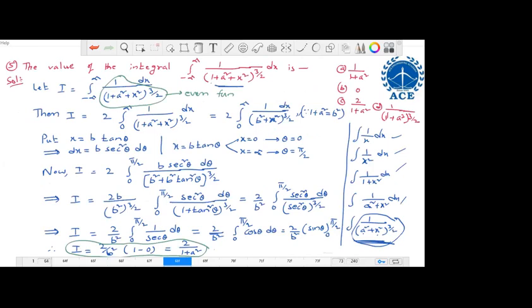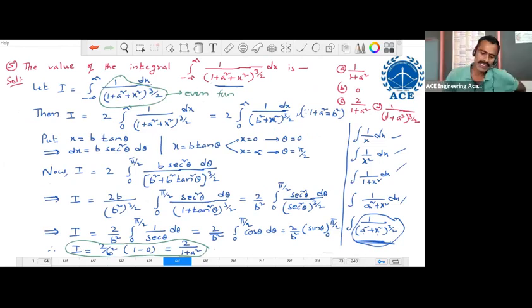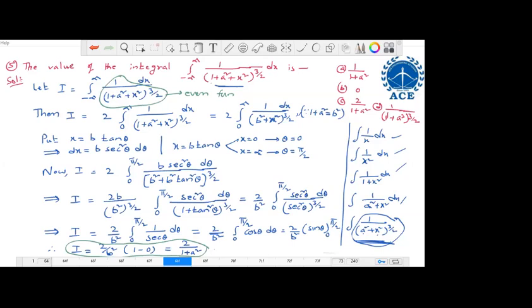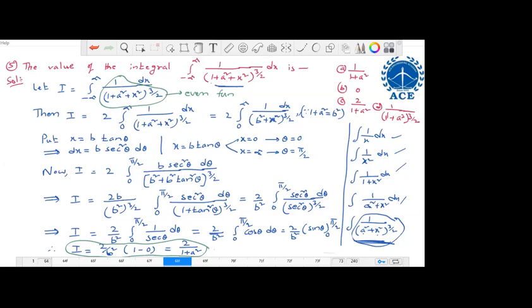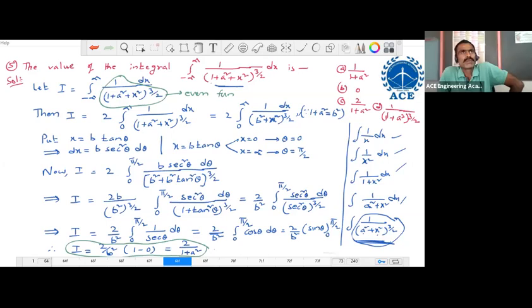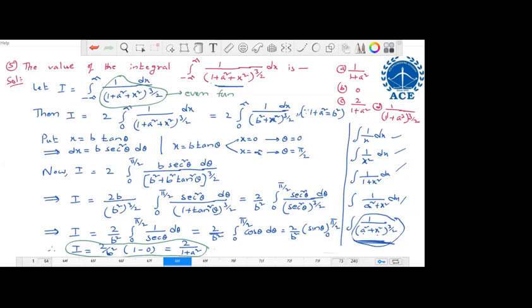Sir, here if the function is odd, then the answer will be zero, right, sir? No. In the case of an odd function for an improper integral, we cannot apply that property here. In properties, fifth, we have told that it is only for proper integrals. Those properties are for proper integrals.